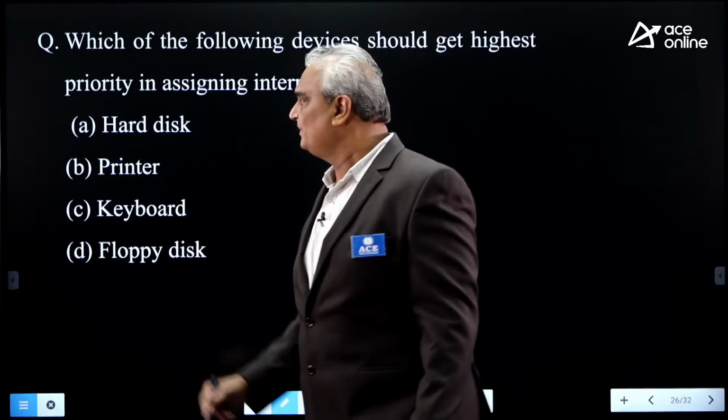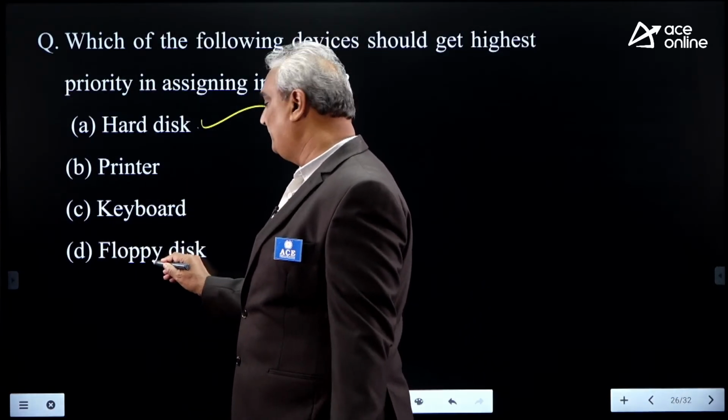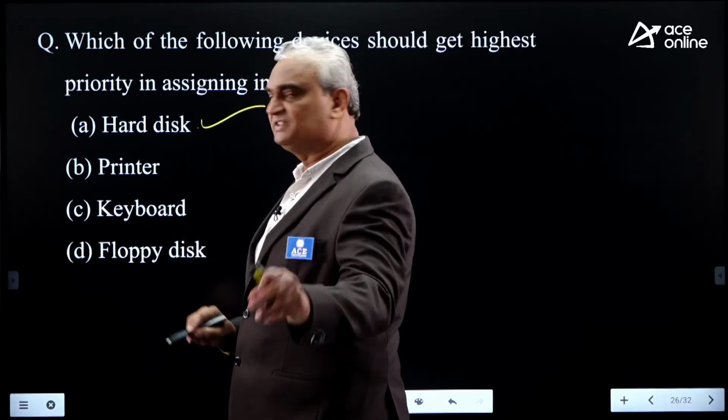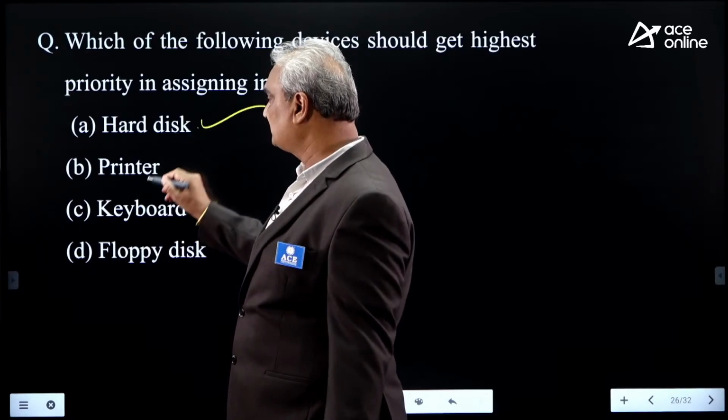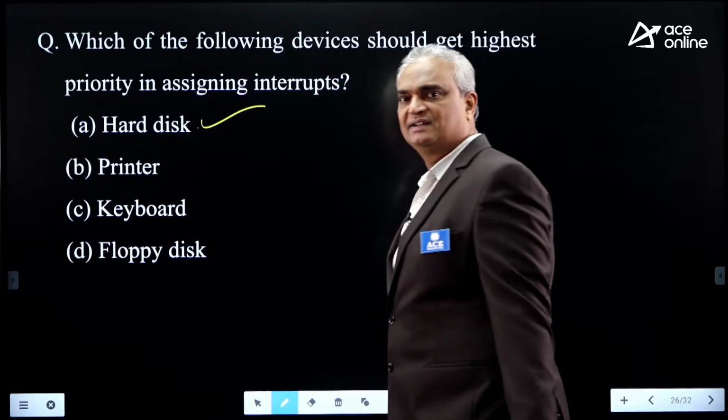In these four, hard disk is faster. If hard disk is not there, floppy, the processor gives highest priority to floppy disk when hard disk is not there, because hard disk is faster than printer, keyboard, floppy, like that. So for this question, the correct answer is hard disk.